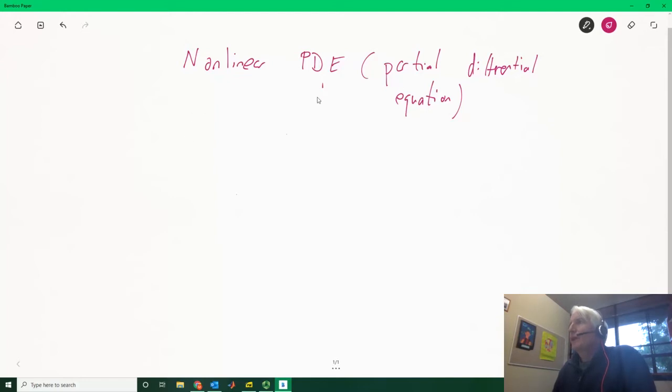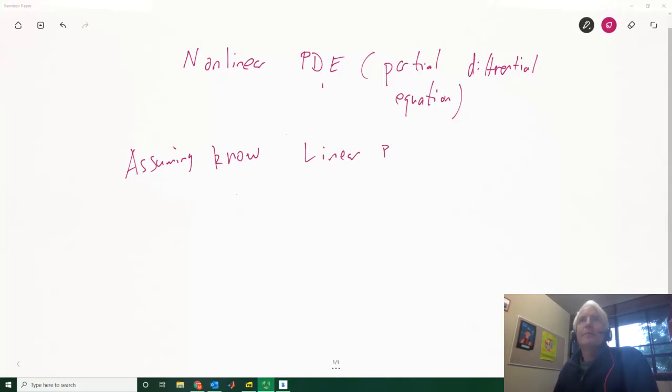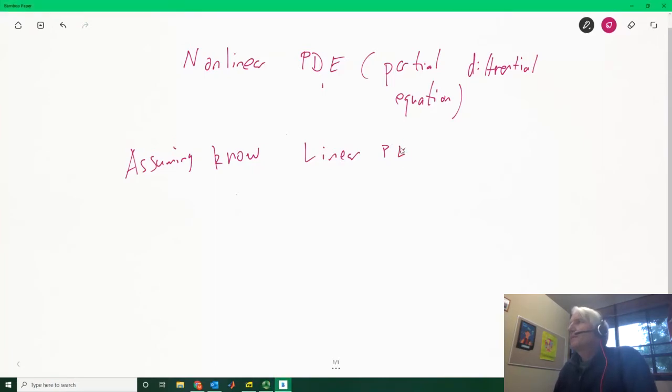And we're going to have nonlinear partial differential equations as the topic of this course. So we're assuming that you know linear partial differential equations, but it doesn't actually matter too much if you've forgotten that. So we just wanted to talk quickly about linear before we get started on a few things.